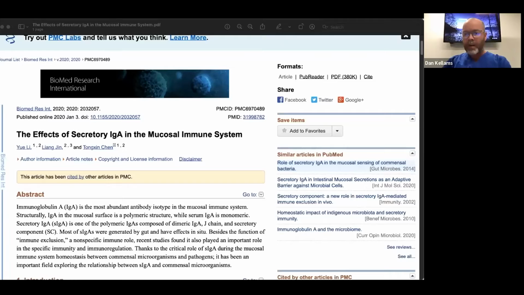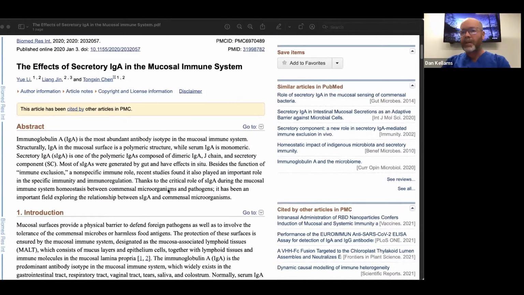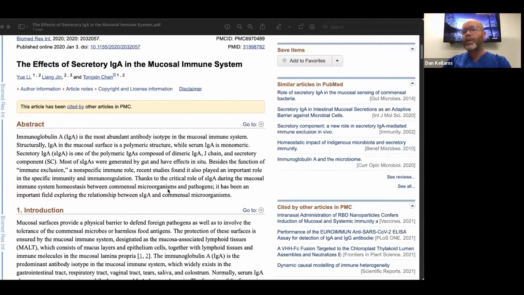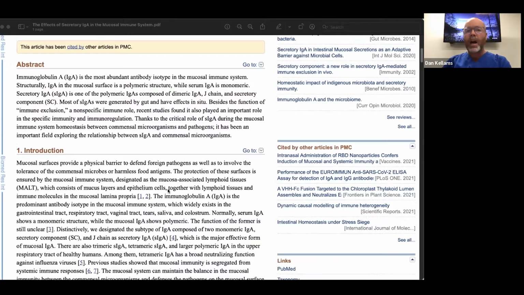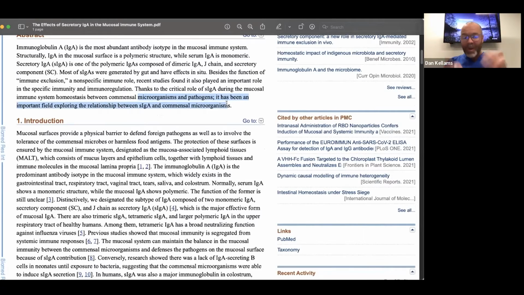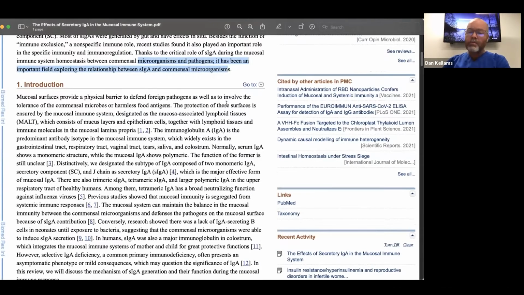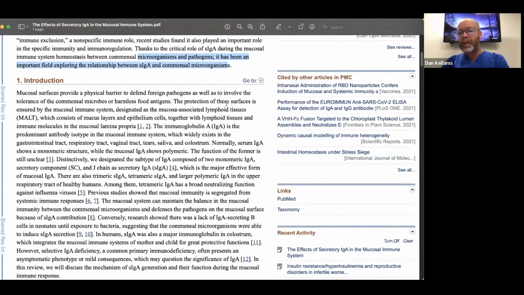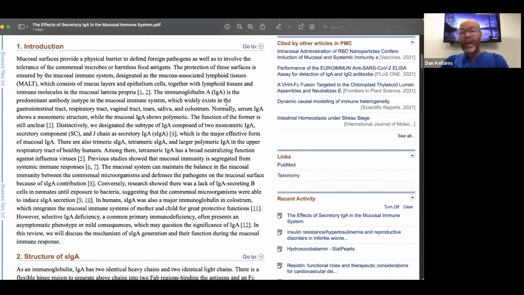There's a really good research article, and I would definitely suggest sharing my screen with you guys. I would definitely suggest looking at this, called The Effects of Secretory IgA in the Mucosal Immune System. It talks about the critical role in the homeostasis between microorganisms, because this is also maintaining proper responses to our bacteria. Because one thing you can actually do is lose oral tolerance, and this is the oral tolerance pathway.